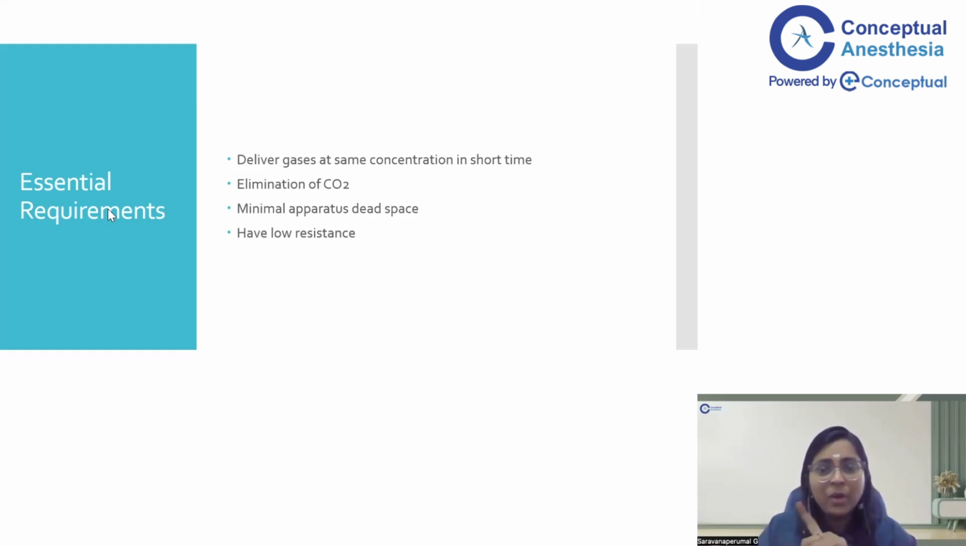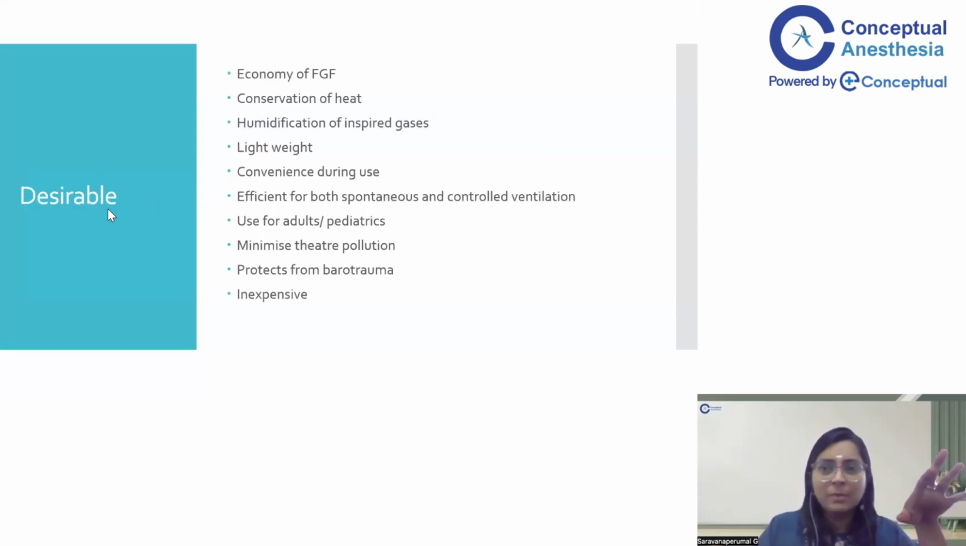So the primary requirement will be that it should deliver the anesthetic gases as well as the fresh gas flow at the same concentration in the shortest time possible to the patient. And these circuits should eliminate the carbon dioxide which the patient is producing as and when possible, without a possibility of inhaling the carbon dioxide which the patient is expiring. And the apparatus should have as minimal dead space as possible, and these systems should have a very low resistance. So these are the essential requirements for the anesthesia breathing circuits.